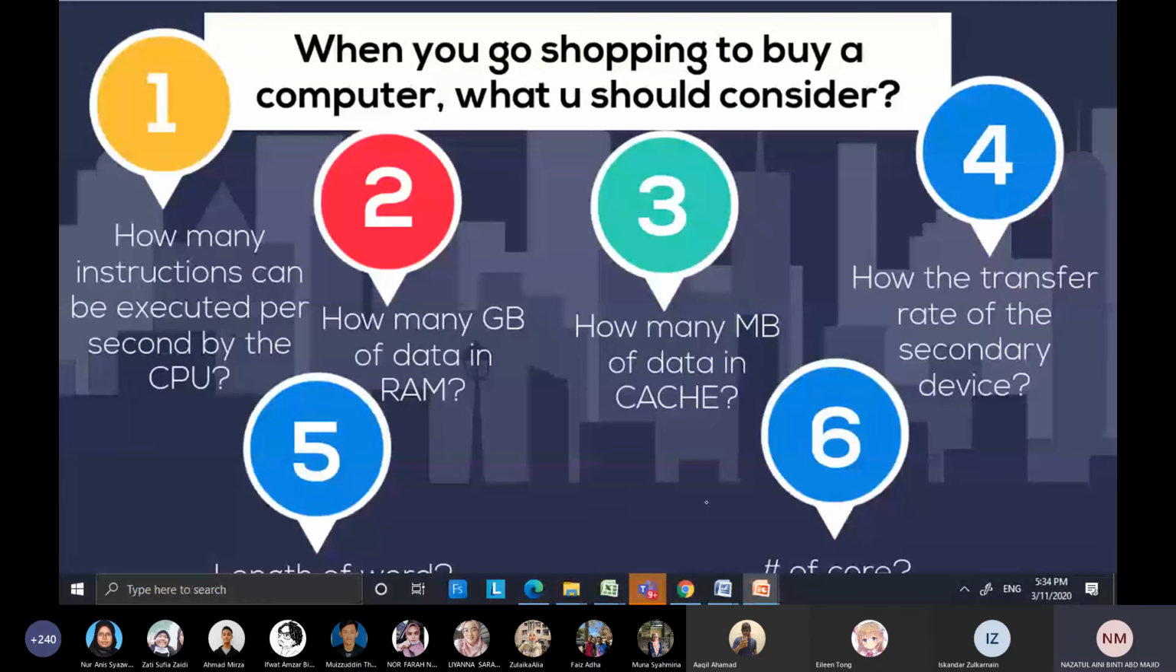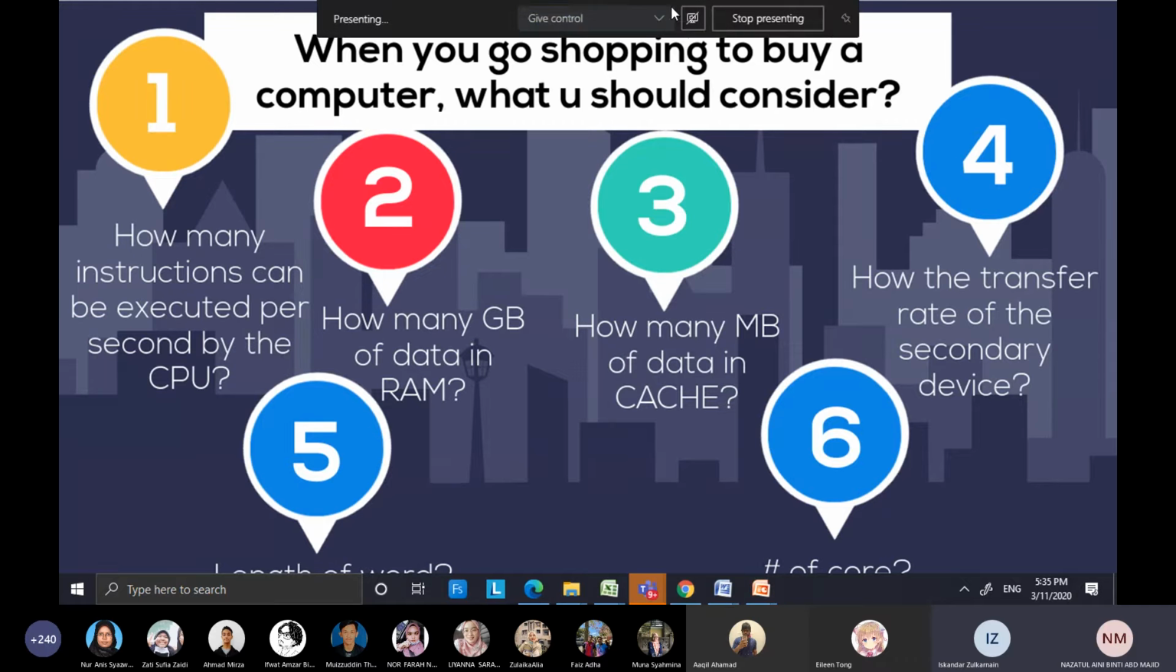So actually, we are almost at the end of our lecture, before we have some quiz. So we do a summary here. When you go shopping to buy a computer, what should you consider? The first one, what is the first one? Clock speed. Okay. Number two, what is number two?